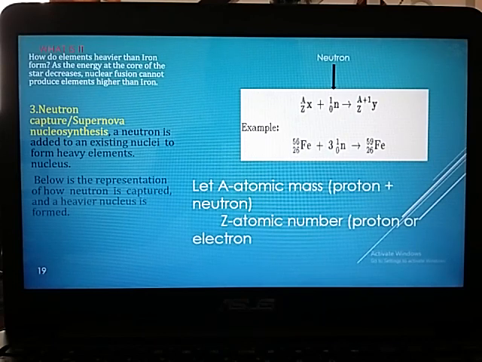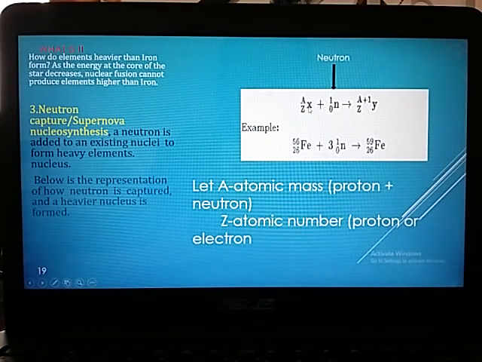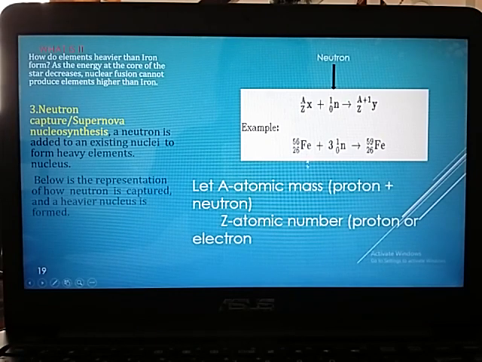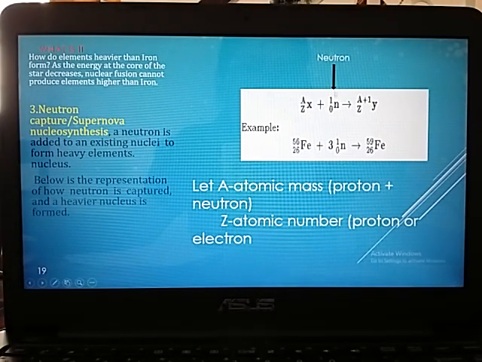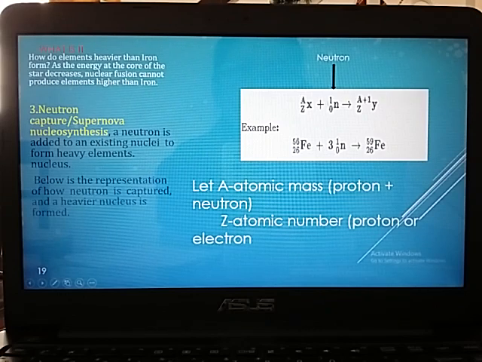Below is the representation of how neutron is captured and a heavier nucleus is formed. So ito ang example nun. A, Z, X. X is the element, A is the atomic mass, and Z is the atomic number. Pag nagdagdag ka ng neutron, what will happen? The atomic mass is madadagdagan, A plus 1. And the Z is ganun din. And it becomes another element. Hindi na siya X, kundi another element naman.